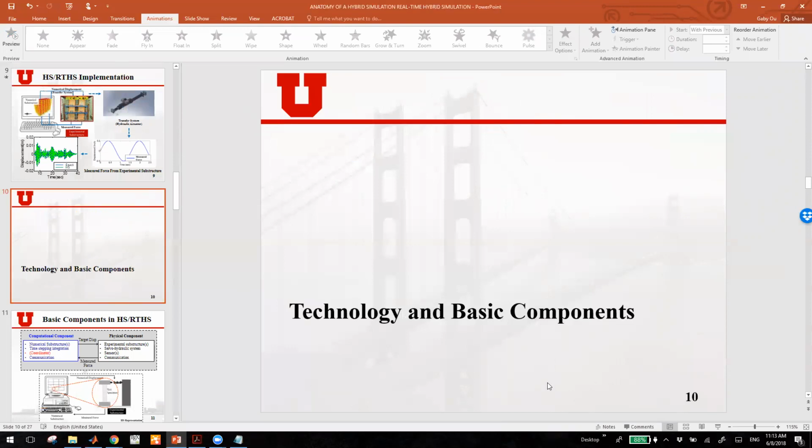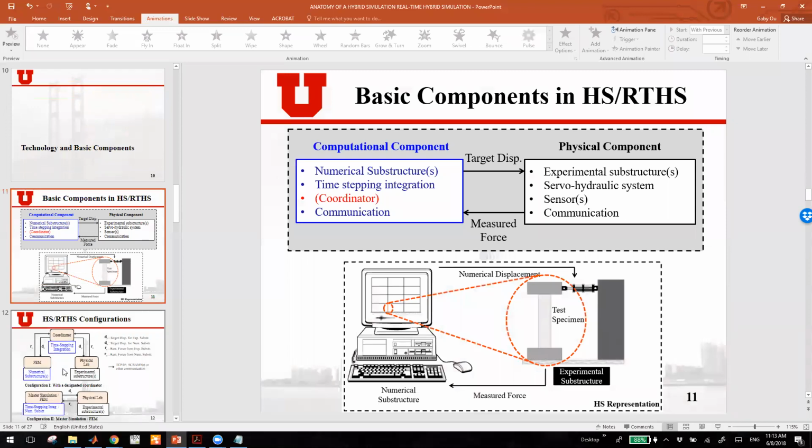So when we talk about hybrid simulation versus numerical simulation and experimental methods, we think hybrid simulation and real-time simulation are the same thing. But if we talk inside the hybrid community, hybrid simulation and real-time hybrid simulation are slightly different, but they share some basic components in both HS and RTHS. So first of all, both hybrid simulation and RTHS require a computational component and a physical component.